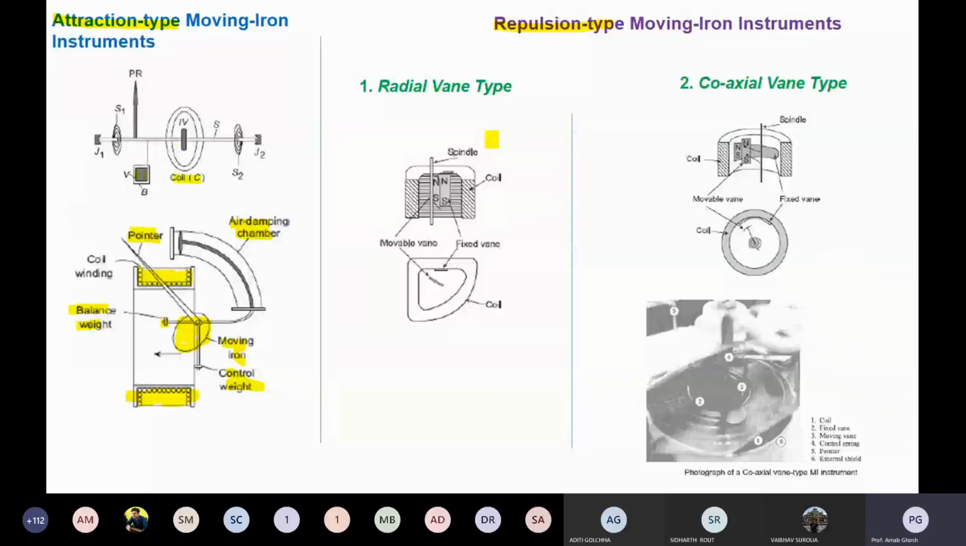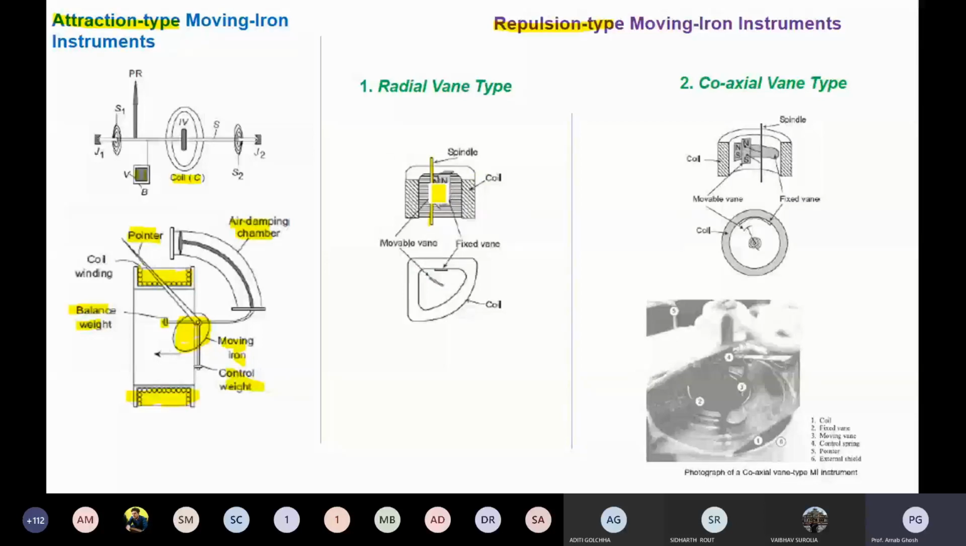Now we are going for the repulsion type moving iron instrument. There are two types of repulsion type instrument: one is called the radial vane type, another is called the coaxial vane type. In the radial vane type, if you see the cross sectional area, there is a movable magnet, that is N S.